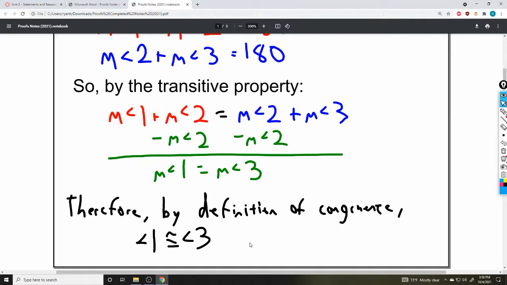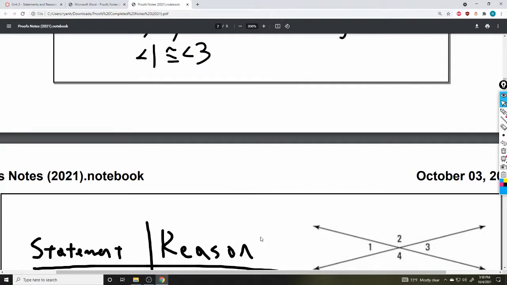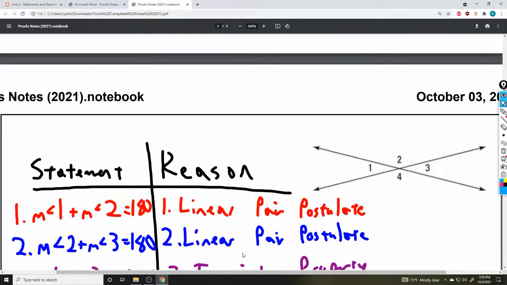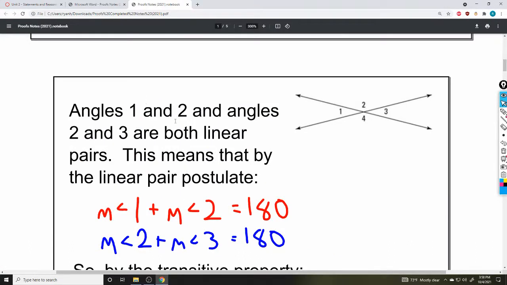Let me show that same argument with a different way of organizing it. So this is way number 3 that we can do it. This is making sure that every statement we have is backed up by a reason. So on the left, we're going to say, here's the thing we can say. And on the right, we're going to say, here's why we can say it. So first 2 steps, linear pair postulate says that a linear pair is supplementary. So angles 1 and 2 have to add to 180, and angles 2 and 3 have to add to 180. That's because they're both linear pairs. This is saying the same thing that I set up here, just in a different way.